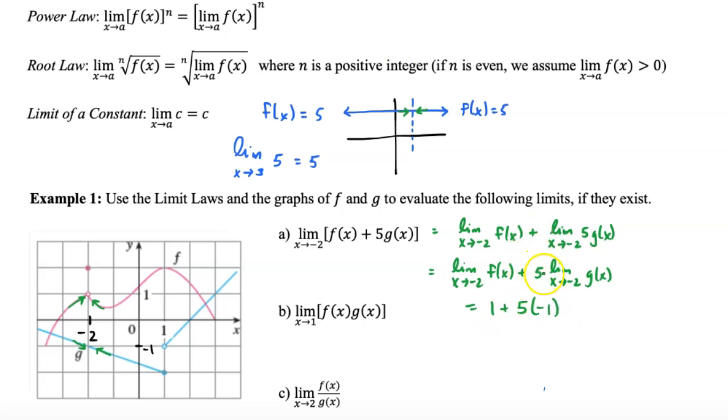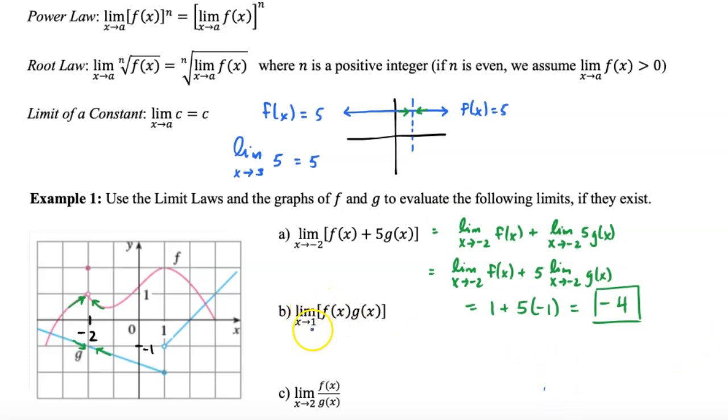And because of my constant multiple law and my sum law, I can just perform this algebra. I can just say 1 plus 5 times -1. Well, that's the same as 1 minus 5. And so this limit is -4. All right.